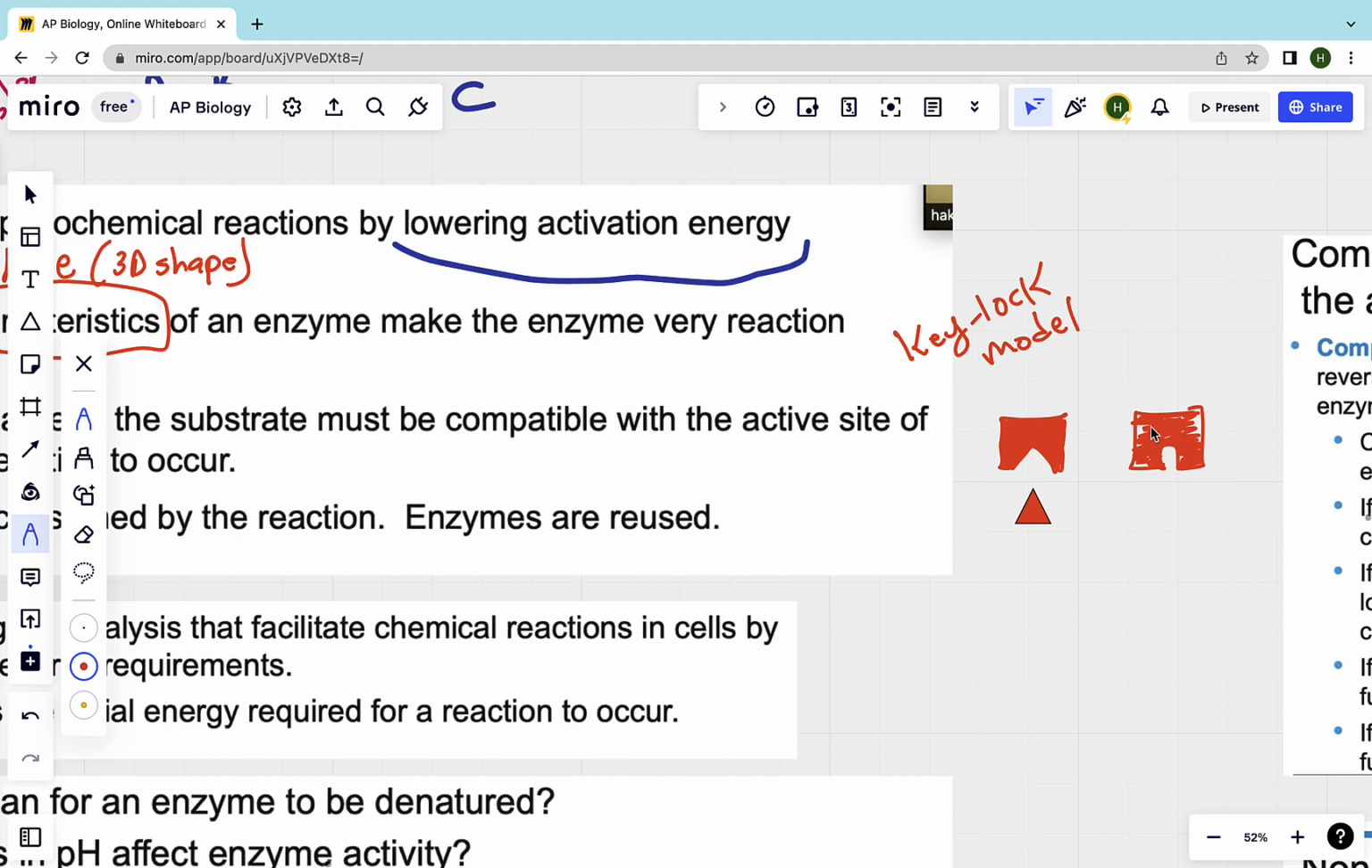Physical and chemical properties need to be compatible. Yes, exactly. Yes, Aisha, you can repeat now.